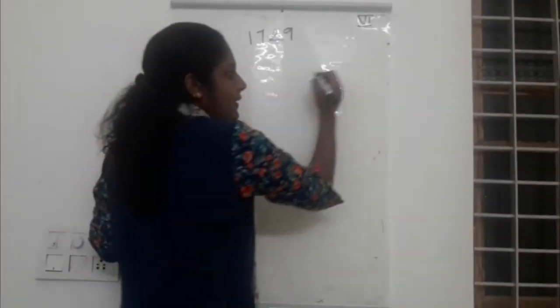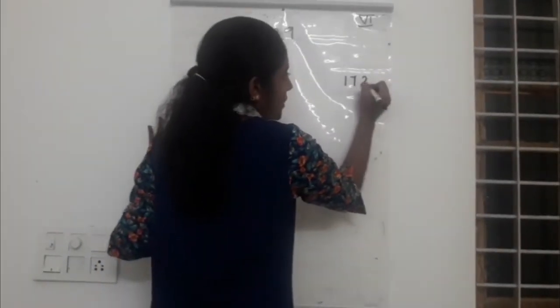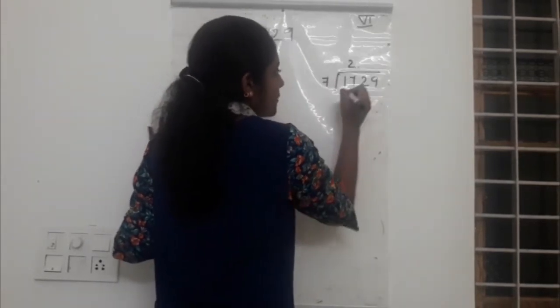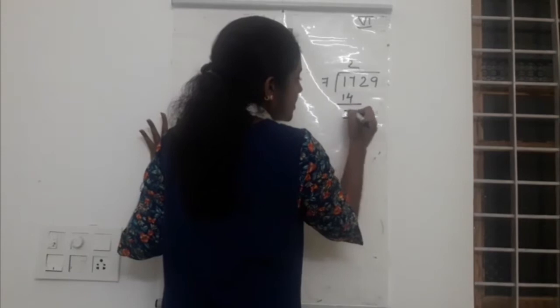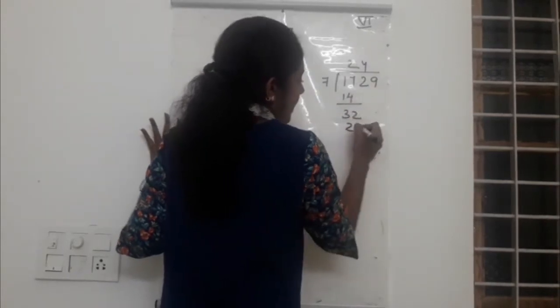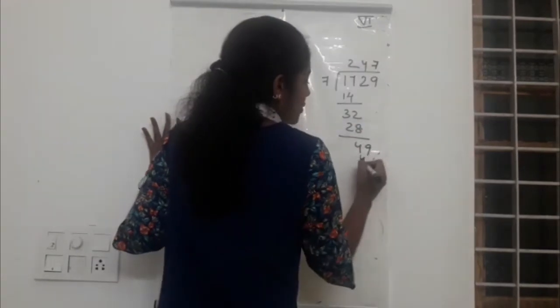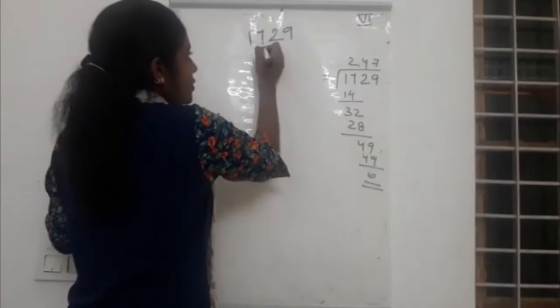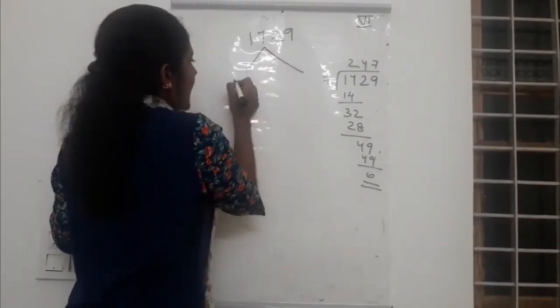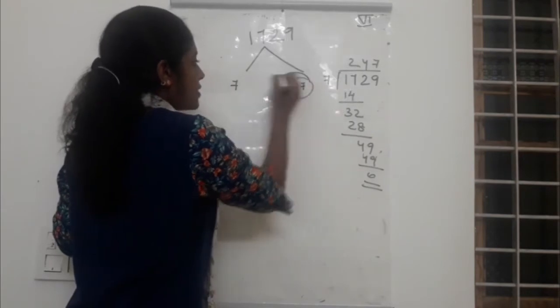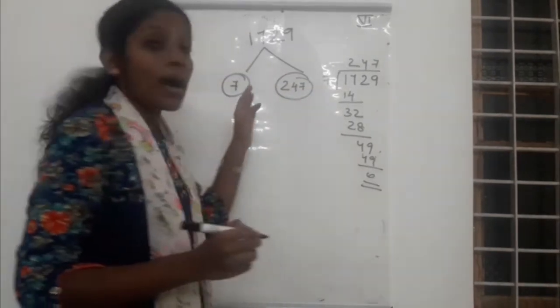For that to divide, you can find 1729 divided by 7. You can divide it: 7 2s are 14, 7 4s are 28, and here 49, that is 7 7s are 49. Yes, it is divisible, so 1729 can be written as 7 into 247. 7 into 247 is 1729.